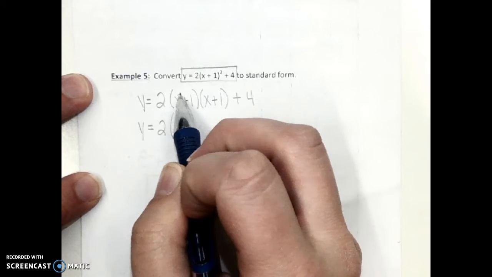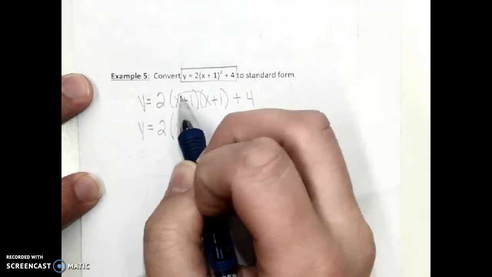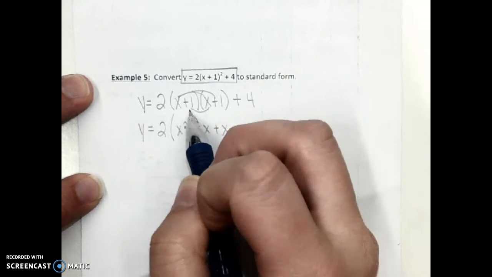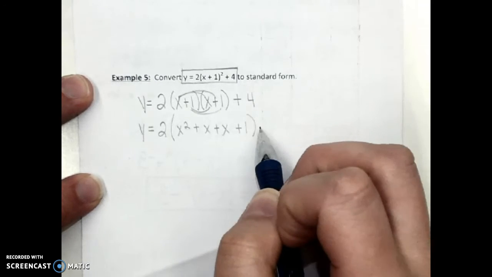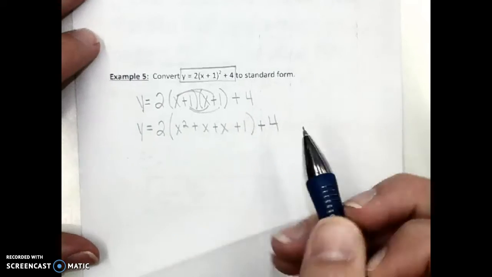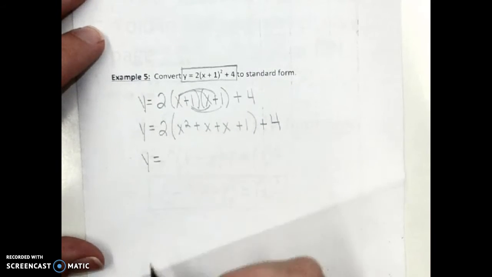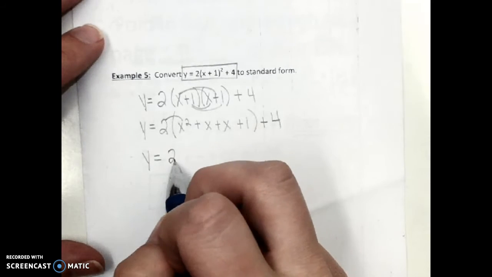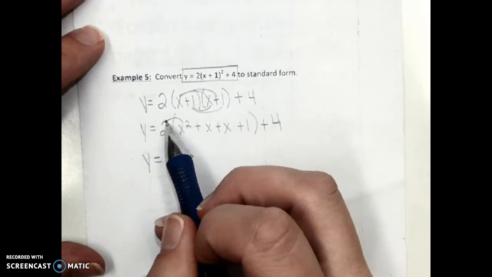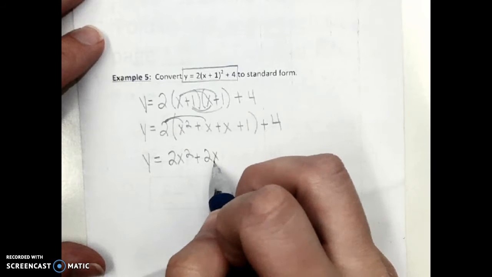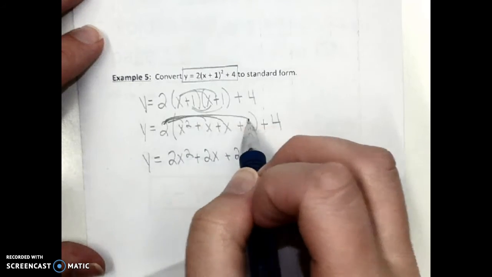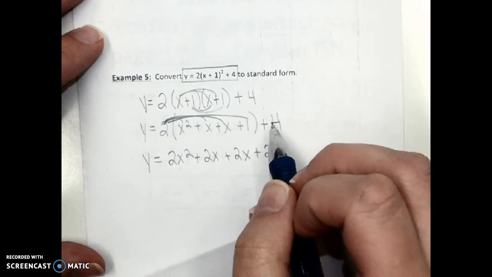So x times x is x squared. X times 1 is 1x. 1 times x is 1x, and 1 times 1 is 1, plus 4. I can combine like terms, or I can go ahead and distribute. 2 times x squared is 2x squared. 2 times x is 2x. 2 times this x is 2x. And 2 times 1 is 2, plus 4.